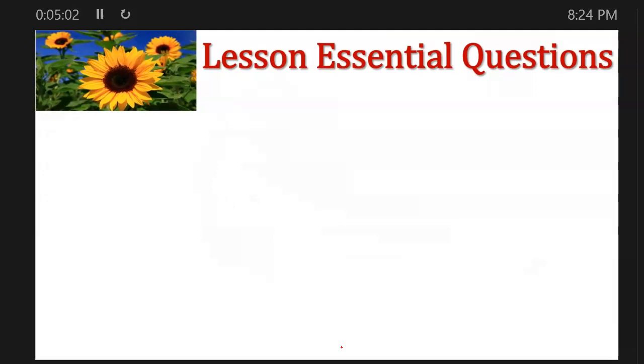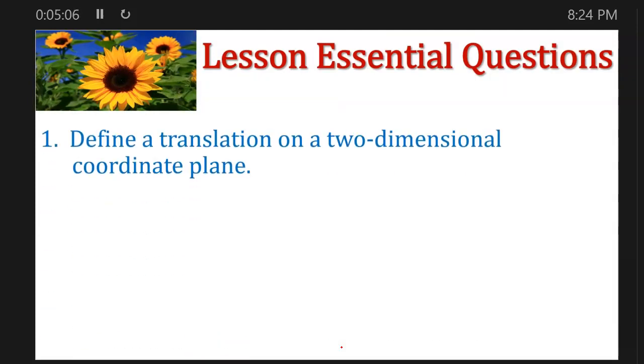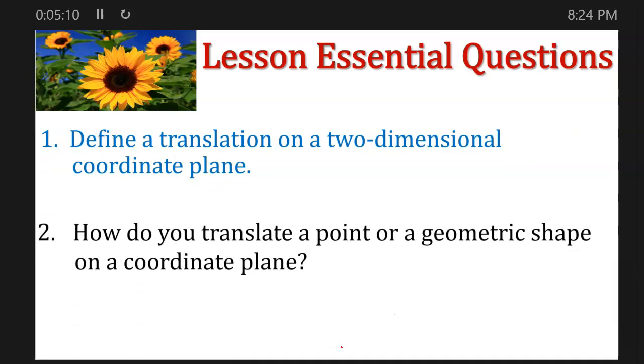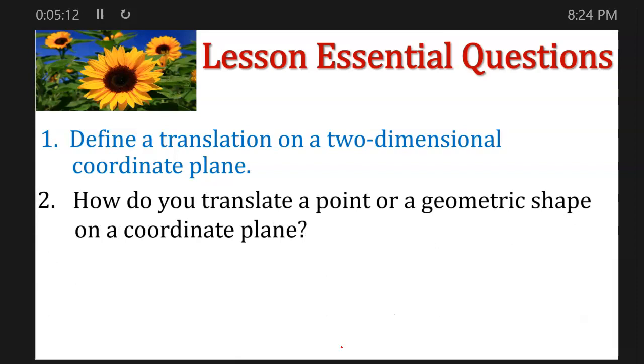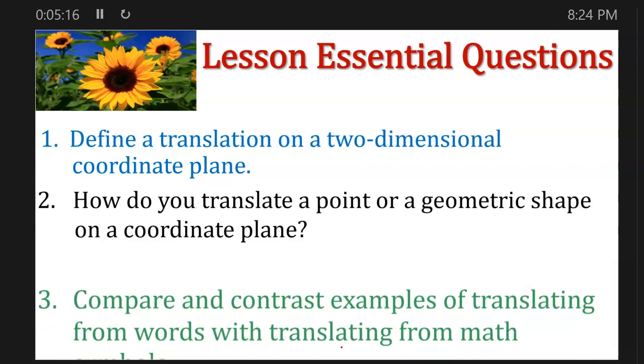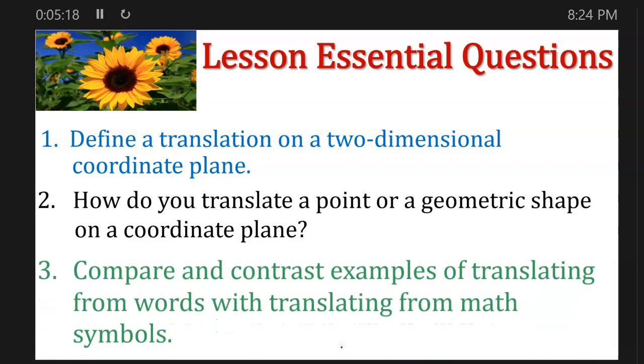Now there are 3 lesson essential questions that we're going to answer today. The first one is define a translation on a 2-dimensional coordinate plane. We're also going to ask, how do you translate a point or a geometric shape on a coordinate plane? And the third one is compare and contrast examples of translating from words with translating from math symbols and numbers.